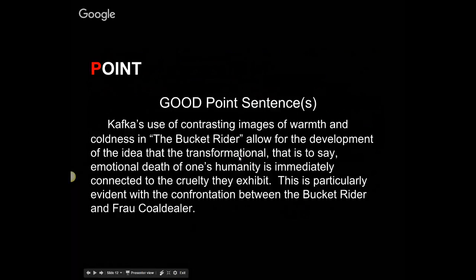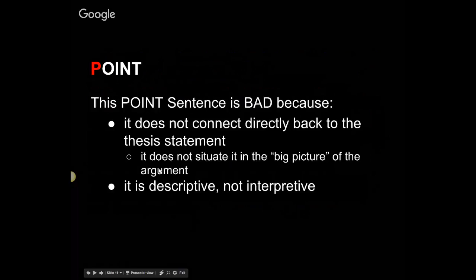Here's a good one. Okay, Kafka's use of contrasting images of warmth and coldness in The Bucket Rider allow for the development of the idea that the transformational, that is to say, emotional depth of one's humanity, is immediately connected to the cruelty they exhibit. This is particularly evident in the confrontation between the Bucket Rider and Frau Coal Dealer. Don't get caught up in the style of writing here. Get caught up in the fact that this is taken right from your introduction. So if you have a clear introduction, your point sentence is saying that contrasting sets of images of warmth and coldness go back and show that someone emotionally dies.